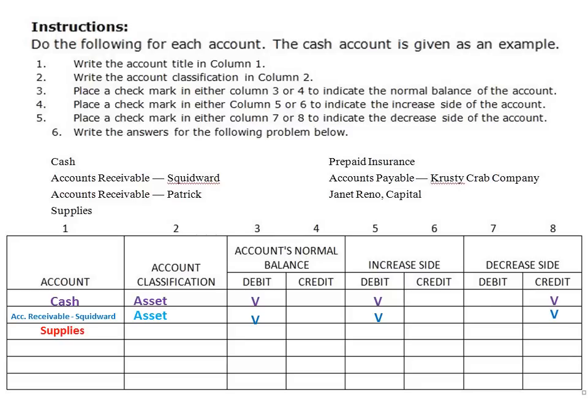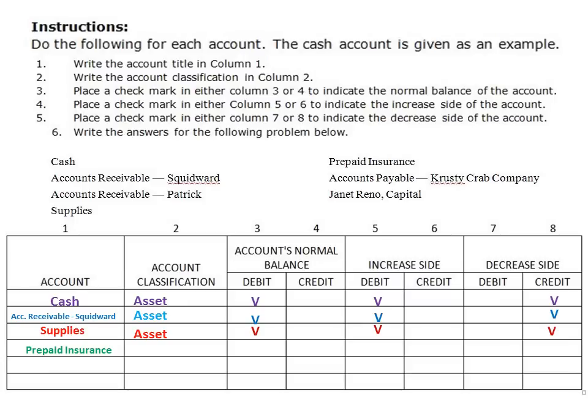We'll skip to supplies. Now, supplies, is it something we own that we use or can turn to cash? Yes, it is. Therefore, it is an asset account. Assets are on the left-hand side of the accounting equation. Therefore, the normal balance will be on the left-hand side, or the debit side. The increase side is the same as the normal balance side, which is the debit. The decrease side is a credit.